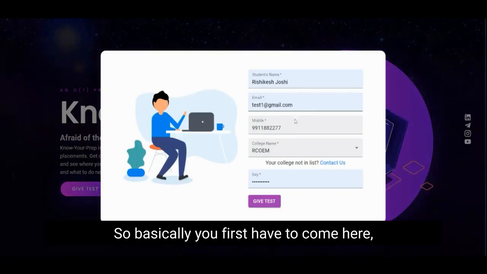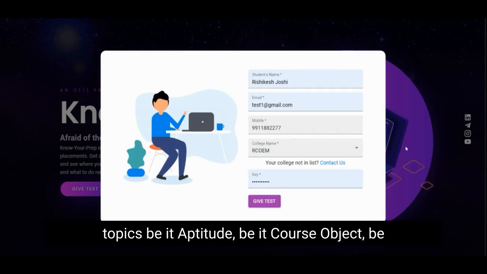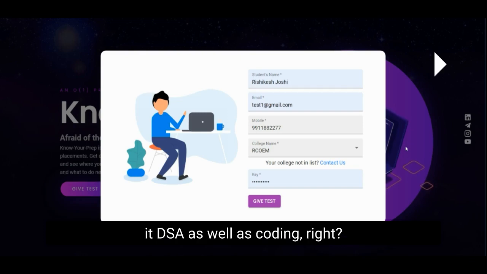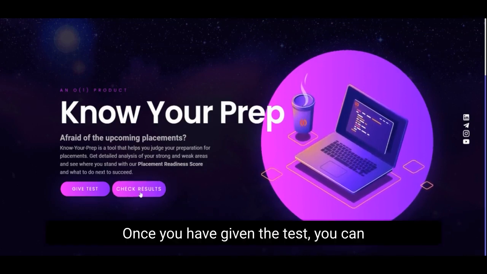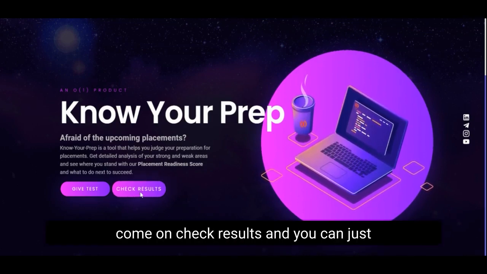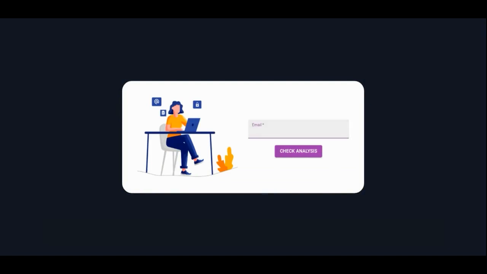Basically, you first have to come here, enter your details, and give a test. This test will contain sections from all the different topics, be it aptitude, core subjects, DSA, as well as coding, right? This would be an exact replica of what is asked in companies. Once you have given the test, you can come to check results and just enter your email to check your detailed report.